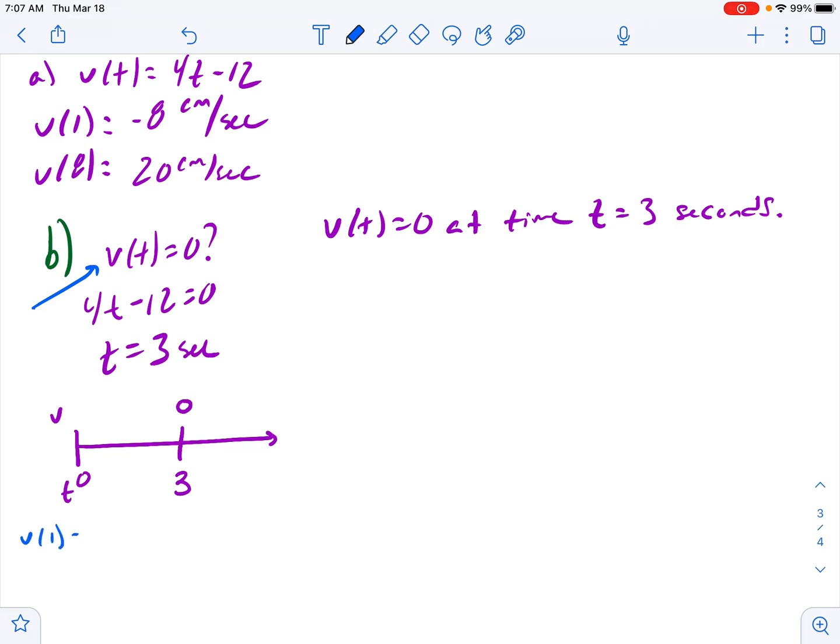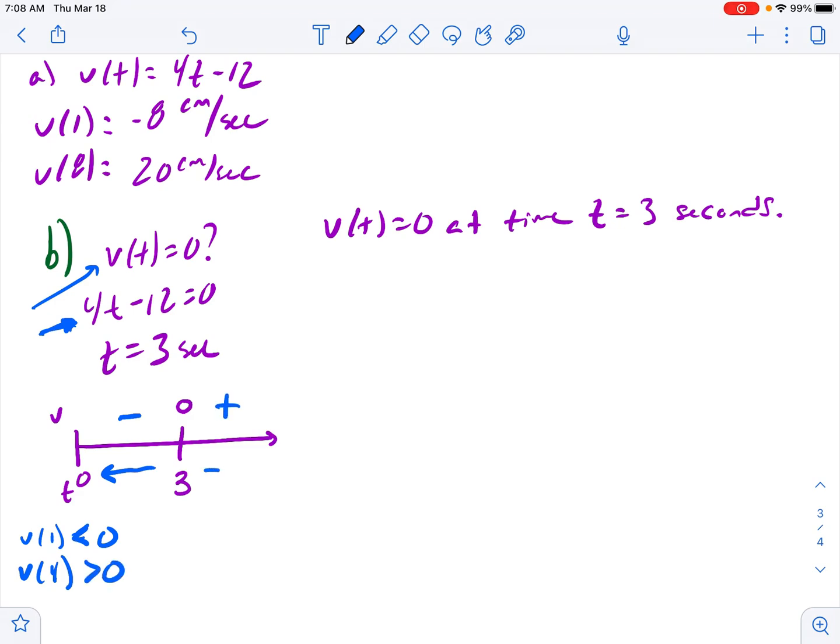So let's look at velocity at time 1. That's 4 minus 12, which is negative 8. That came back less than 0, and that's really what I care about. That's an indication the particle is moving to the left here, so I'm going to draw that arrow in. Velocity at time 4, some number bigger than 3: 16 minus 12, that's positive.